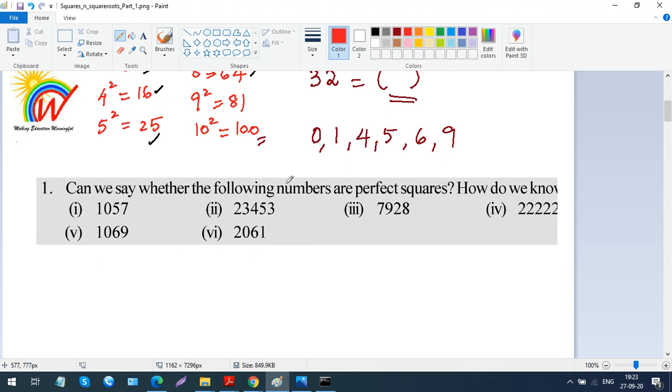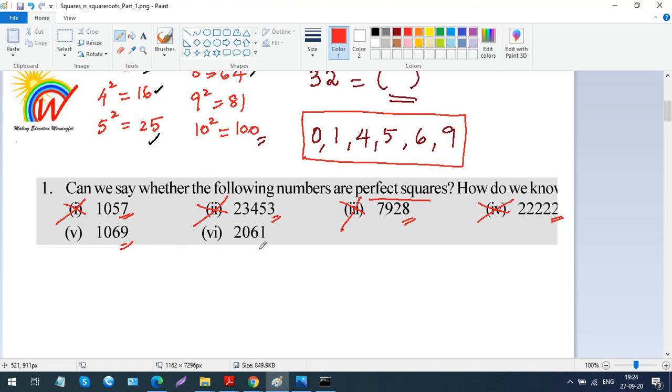So now come to this question. It says, can we say whether the following numbers are perfect squares? For that, we have a condition: the units place of the number should end with these digits only. If it ends with 7, it's not. You can just rule this out. If it ends with 3, again this is also not. And what about this 8? This is also not. This is 2, 2 is also not. Now 9 could be and 1 also could be. So here you will have to do a checking.